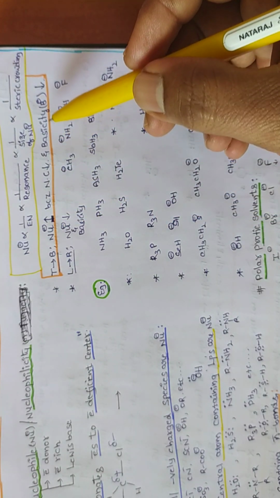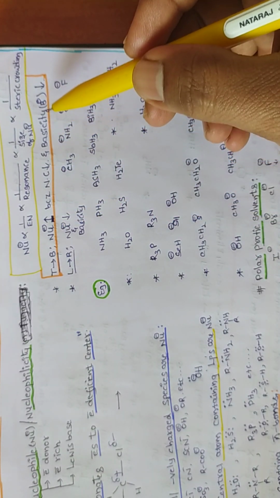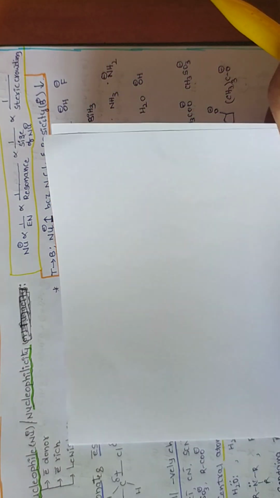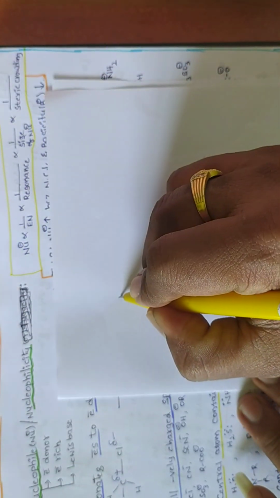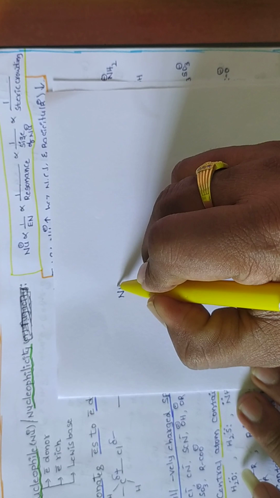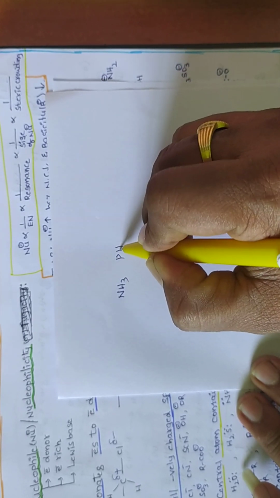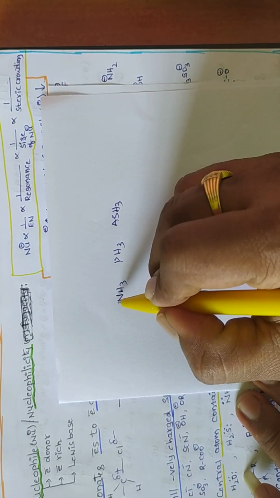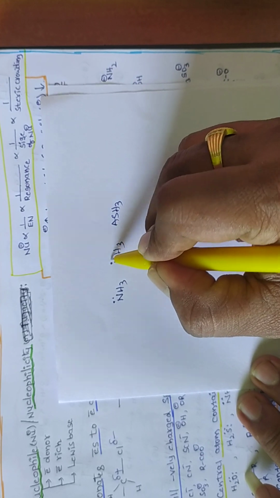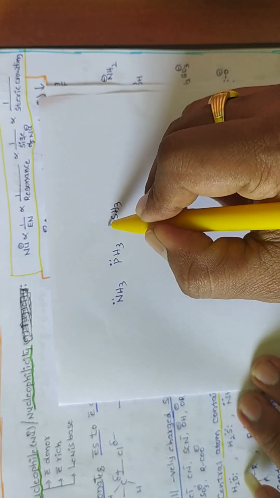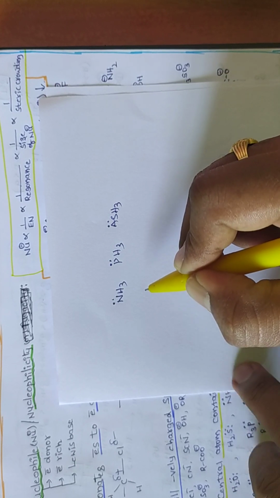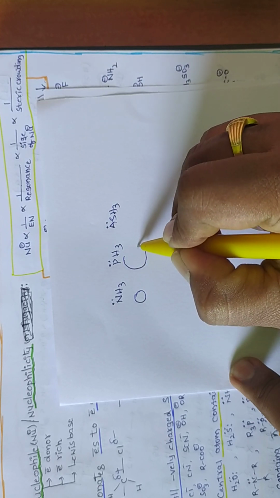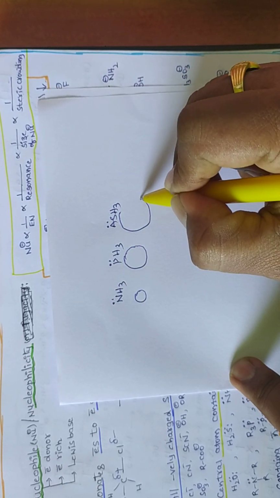Next, top to bottom, basicity decreases. Why does basicity decrease? Basicity depends purely upon size. For example, I am taking NH3, next PH3, next AsH3, arsenic hydride. Nitrogen is the smallest size. Phosphorus is somewhat bigger compared to nitrogen. Arsenic is very big compared to phosphorus. So this is the nitrogen size, this is the phosphorus size, this is the arsenic size.